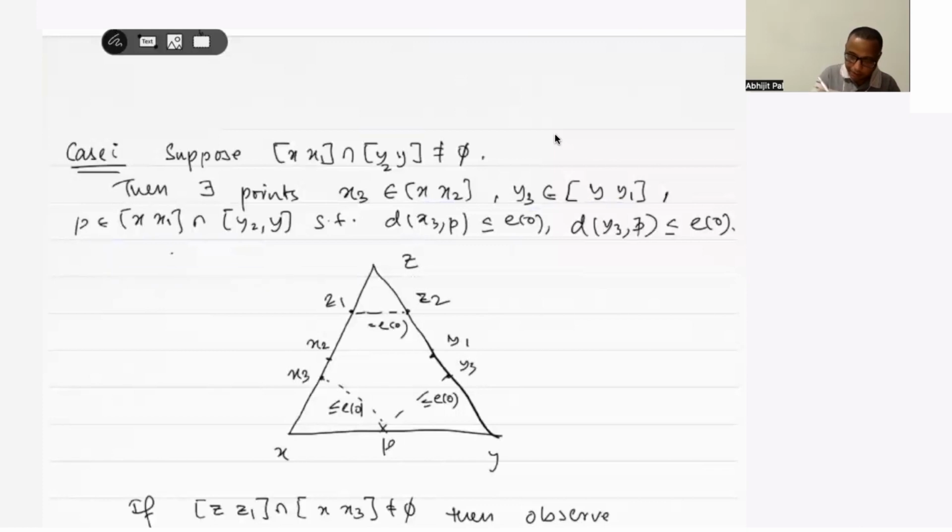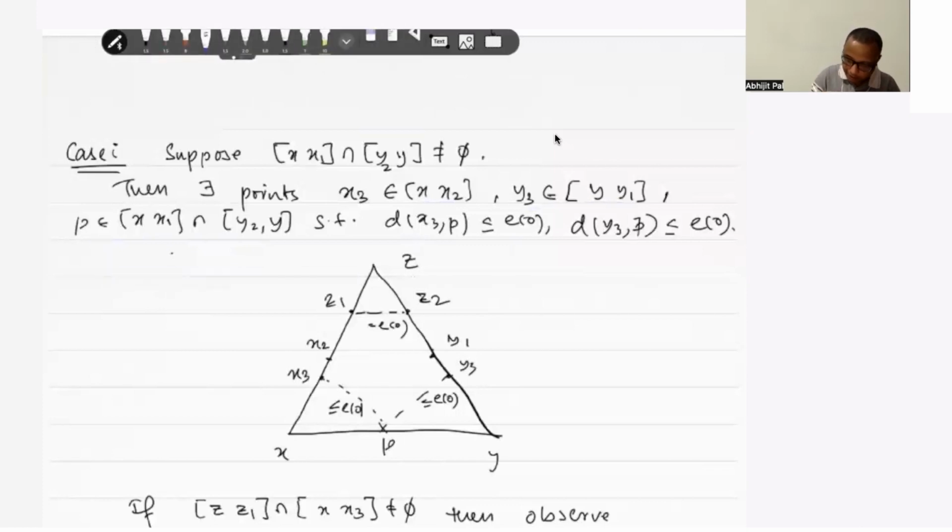So this P lies in this intersection. So here we have this point x1, and suppose this point is y2. We will get a point P, and we'll get a point x3 here, such that the distance between xp is equal to the distance between x3, and the distance between p and x3 will be less than or equal to E naught.